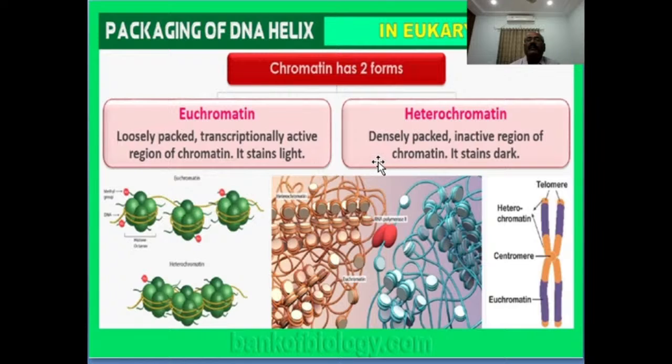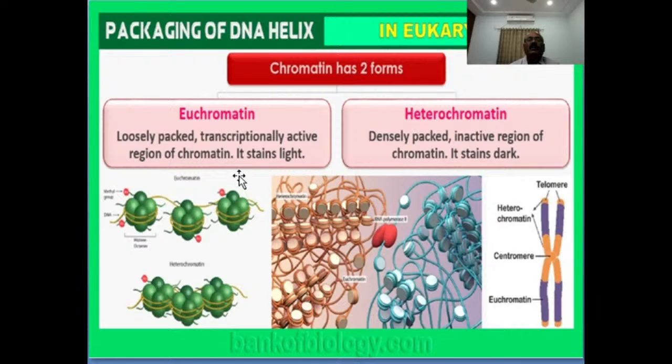Heterochromatin means densely packed, inactive region of chromatin. It stains dark. Generally, chromosomes are stained with acetocarmine pigment. When stained with acetocarmine, the lightly stained one is called euchromatin, and the thickly stained one is called heterochromatin.